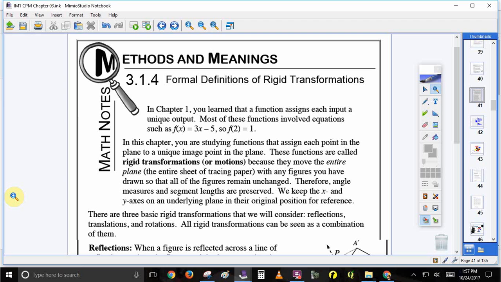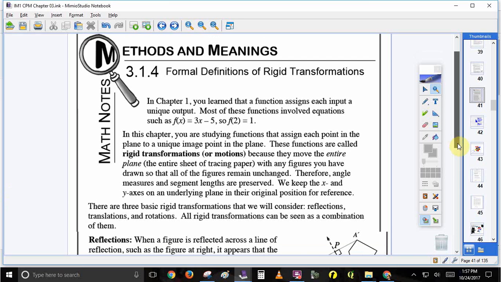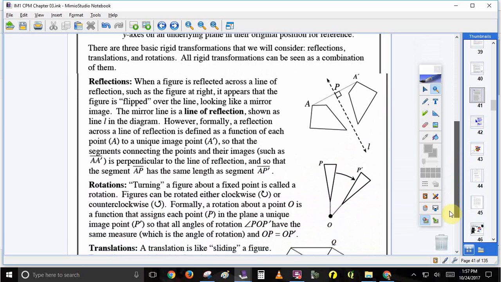plane. These functions are called rigid transformations or motions because they move the entire plane, the entire sheet of tracing paper, with any figures you have drawn so that all the figures remain unchanged. That's why it's called rigid. They're not stretching in any way, right? Therefore, angle measurements and segment lengths are preserved. We keep the x and y axes on the underlying plane in their original position for reference. So we're just moving stuff around on the coordinate plane here.